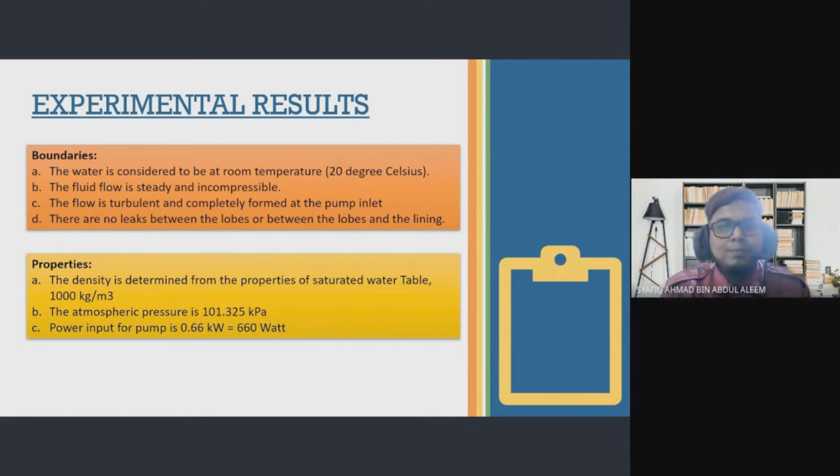For the properties, first, the density is determined from the properties of saturated table, which is equal to 1000 kilogram per meter cube. Second, the atmospheric pressure is equal to 101.325 kilopascal. And third, the power input for the pump is 0.66 kilowatts, which is equal to 660 watts.